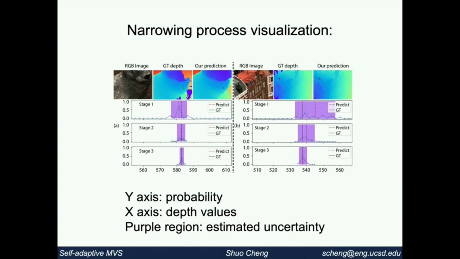And here we show the narrowing process of the 3 stages. So we plot the RGB images, the ground truth depth, and our depth prediction. And the next 3 subfigures show the probability distribution and the estimated confidence range. The y-axis shows the probability, while the x-axis shows the depth values, and the purple region is the estimated uncertainty. We can see that from stage 1 to stage 3, the confidence range is gradually concentrated to the ground truth depth, and the estimated depth will finally converge to the ground truth.